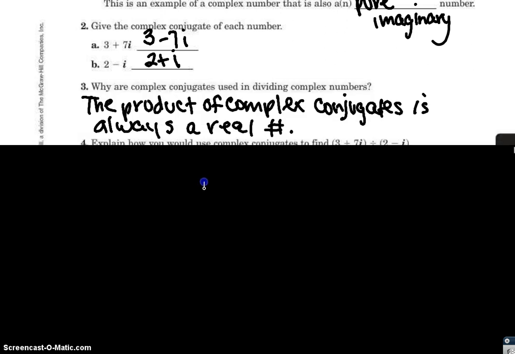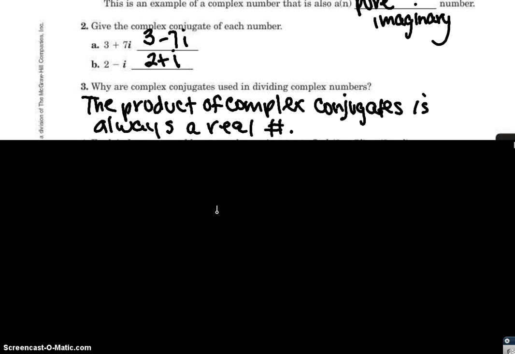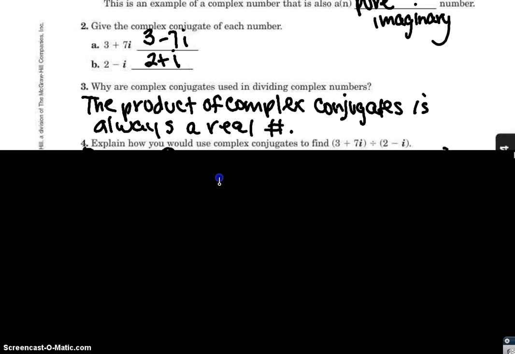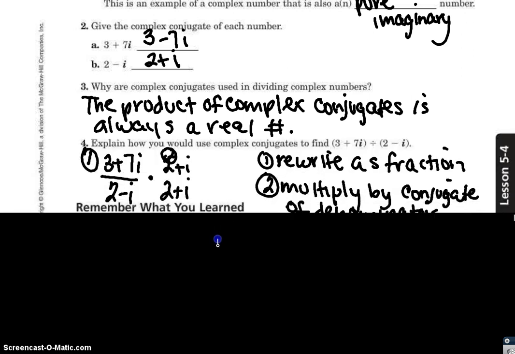Number 3 says, why are complex conjugates used in dividing complex numbers? So here, the product of complex conjugates is always a real number. That is why we actually use it in division. Okay, so let's look at question number 4.